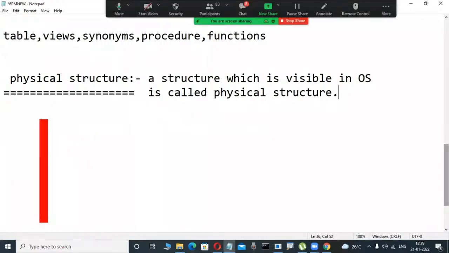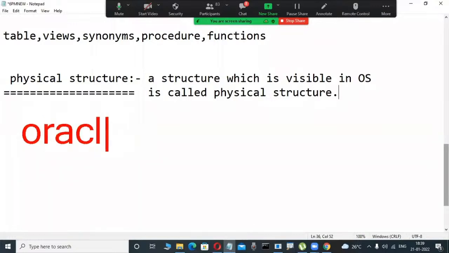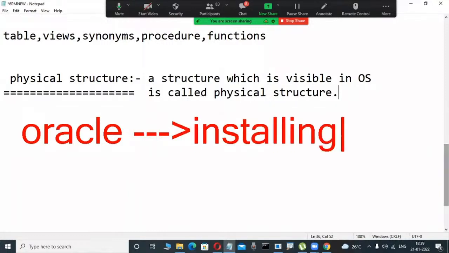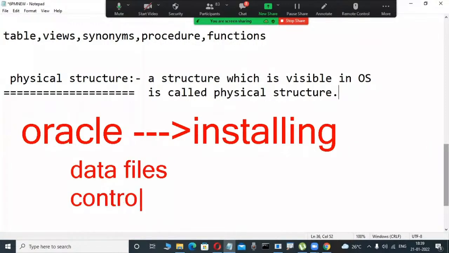Suppose you are installing software, for example PowerPoint, MS Access, MS Word, anything: physical files are created on a disk. Same like in our software, Oracle is a relational database software, like MySQL and SQL Server. Whenever I install Oracle, automatically some physical files are created: data files, .dbf files, control files, and also redo log files.